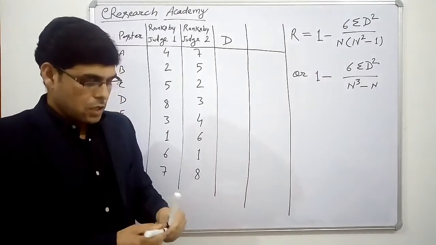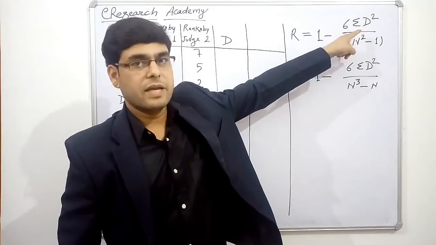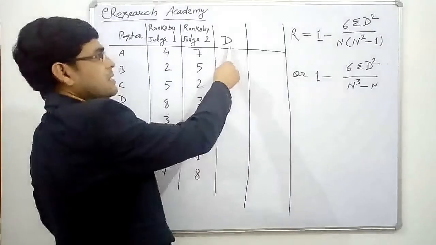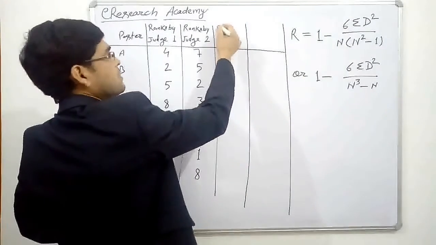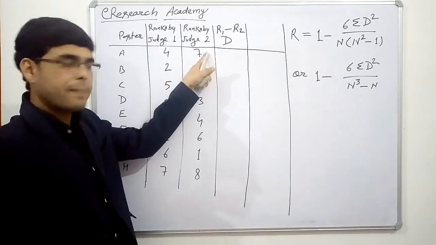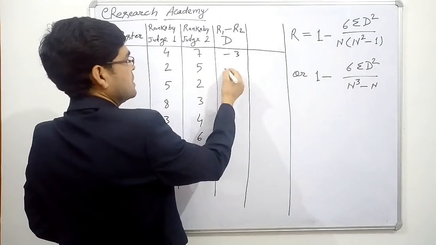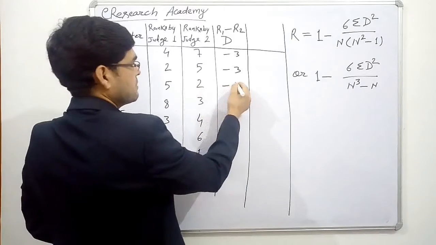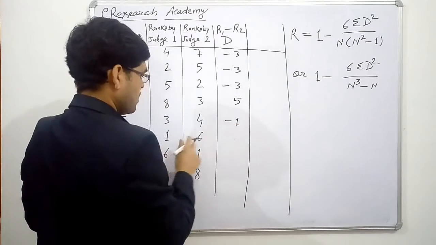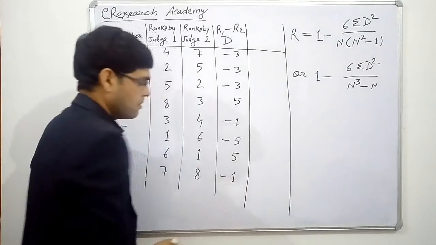As per the formula, we need d square. Before getting d square, we have to get d. d is just the difference between rank 1 and rank 2, R1 minus R2. So 4 minus 7 gives minus 3. 2 minus 5 gives minus 3 again. 5 minus 2 gives 3. 8 minus 3 gives 5. 3 minus 4 gives minus 1. 1 minus 6 gives minus 5. 6 minus 1 gives 5. 7 minus 8 gives minus 1.